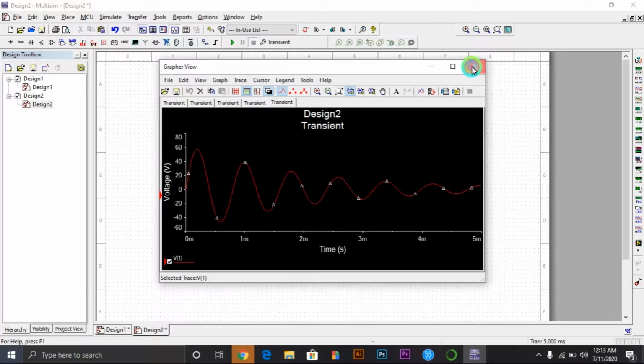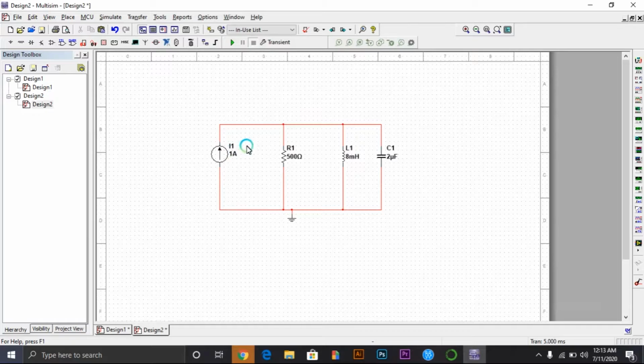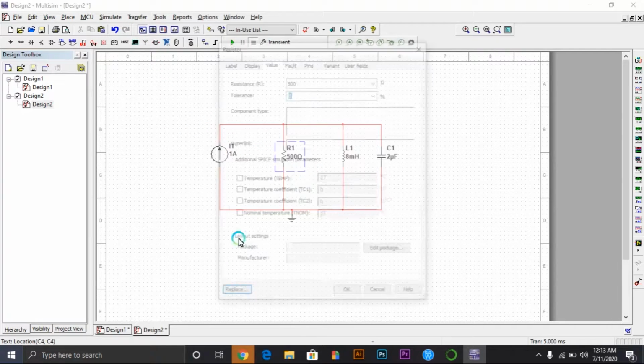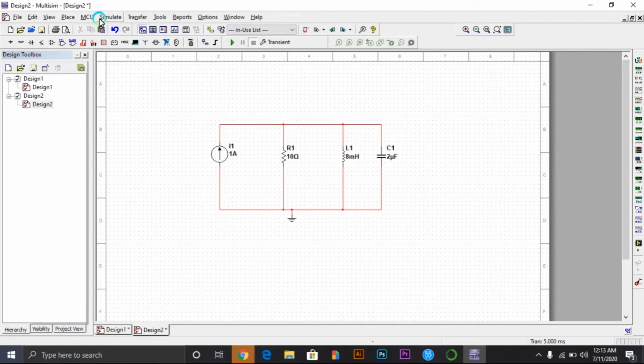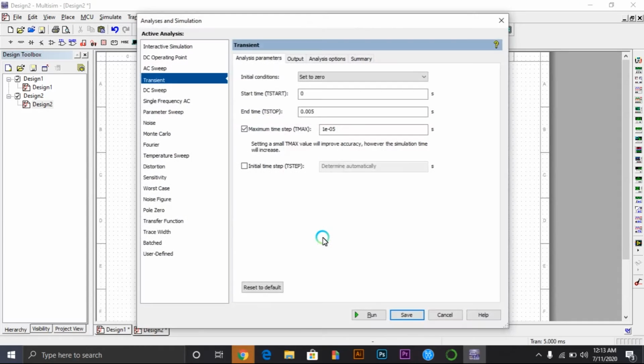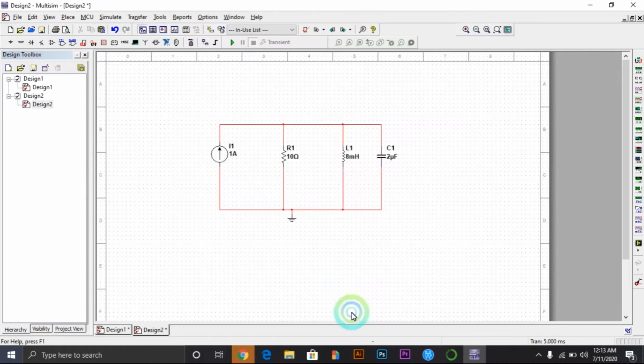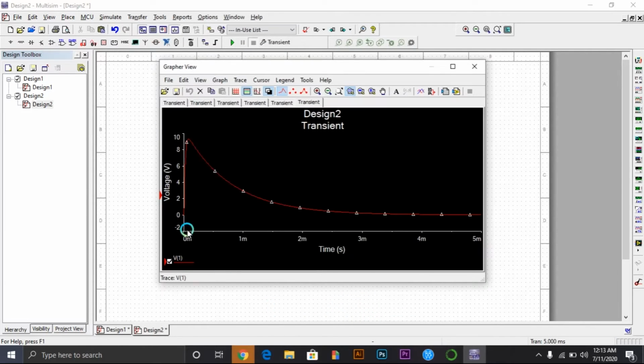Now let's find the overdamped condition and end this lab. We have to decrement the value of resistor, like 35 was for critical condition, and let's take 10 for overdamped in parallel circuit. This is for the overdamped condition.